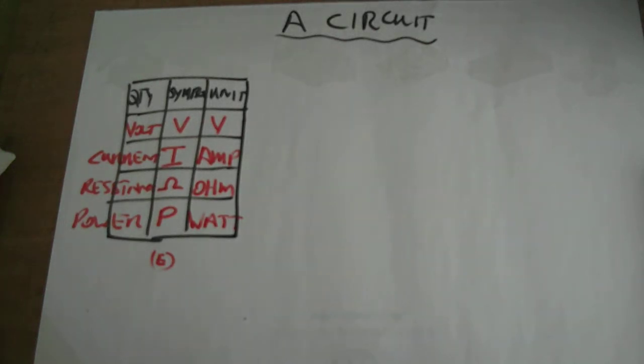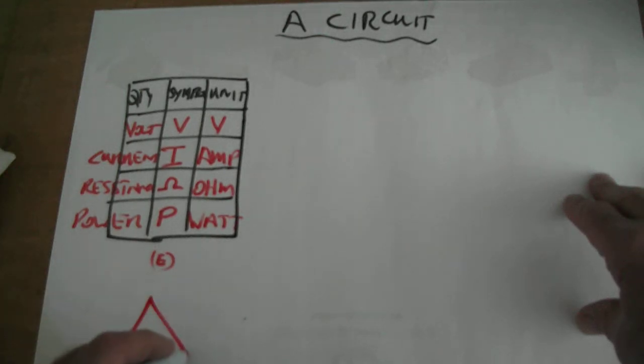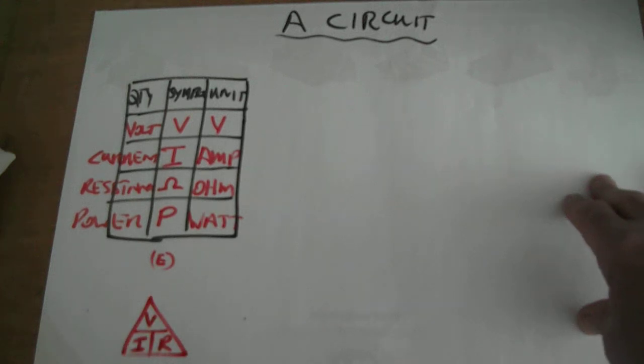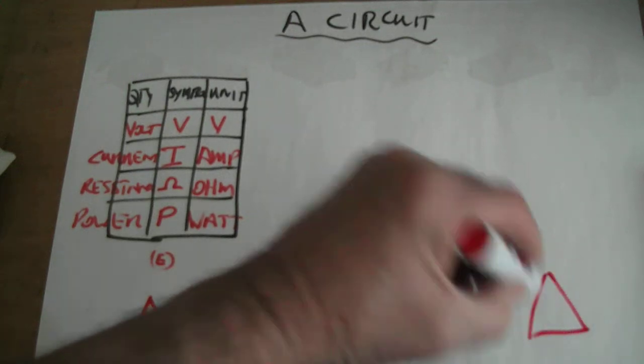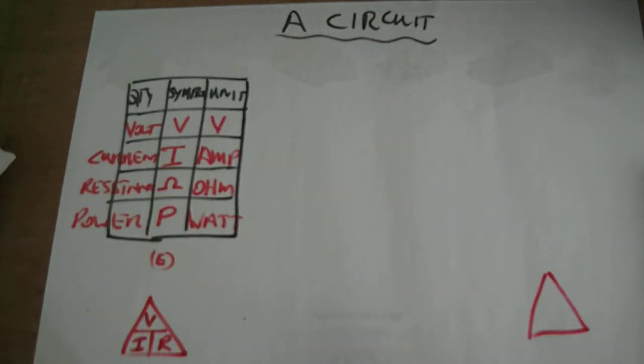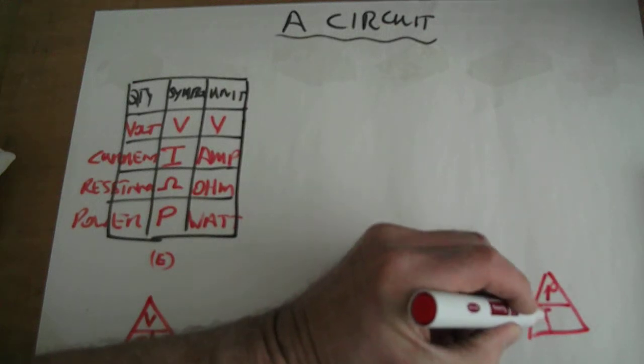When we're doing calculations for these, it's useful to have a little triangle. We can call that the resistance triangle, V, I and R, and also the power triangle, P, I and V.